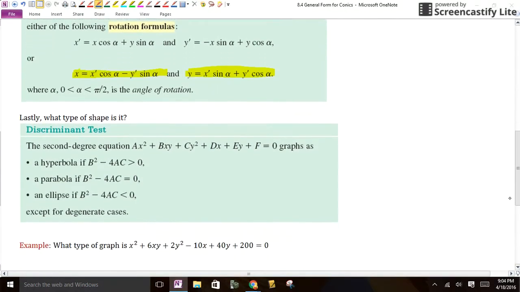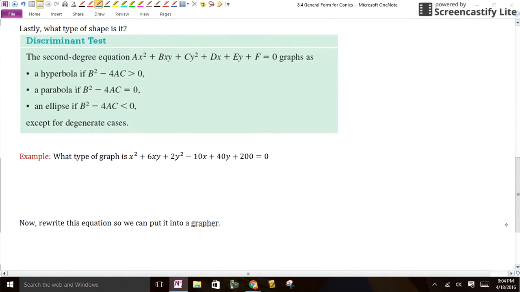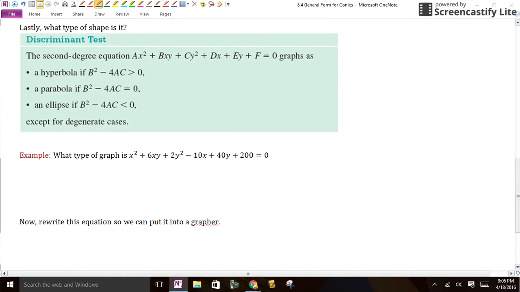And then right here, if you were curious what shape it was, well, that's called the discriminant test. The discriminant test can always at least tell you what shape it's going to be. It's called the discriminant from the quadratic formula. The thing under the radical is the discriminant. Well, here it tells you which one it is.